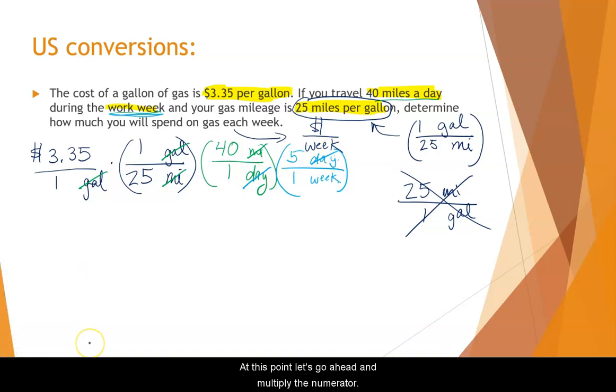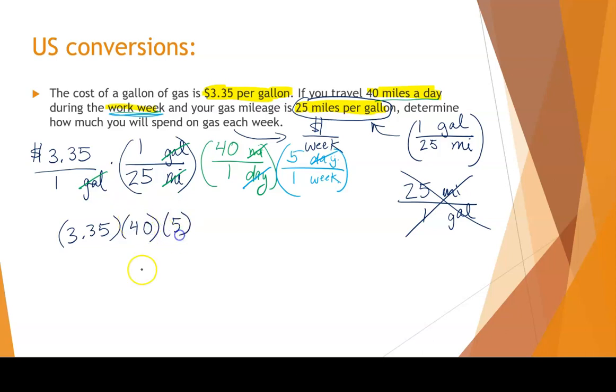At this point, let's go ahead and multiply our numerators together. So I'm multiplying 3.35 times 40 times 5, and then I'm also multiplying our denominators together. 1 times 25 times 1 times 1, end up with 25. The only units that are left are dollars in the numerator and weeks in the denominator, which is what I wanted. So now I just calculate these numbers.